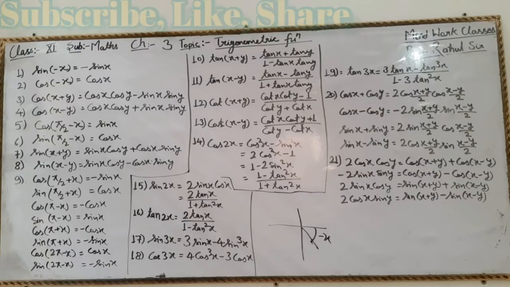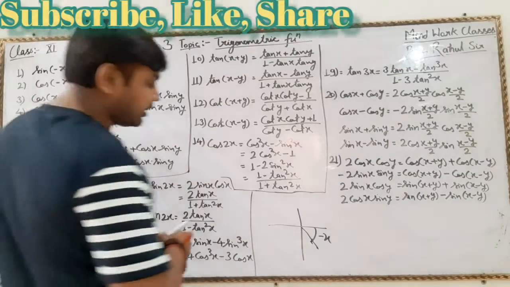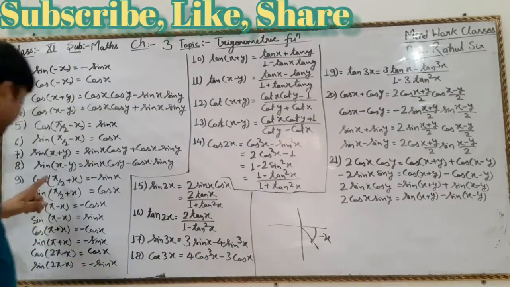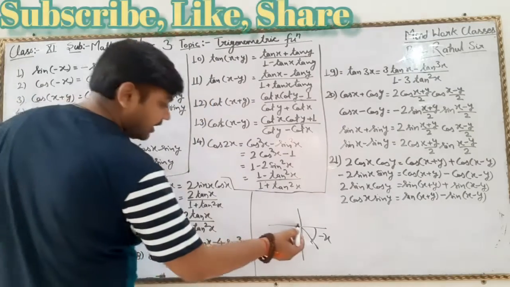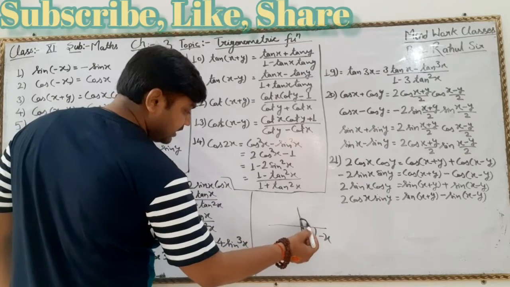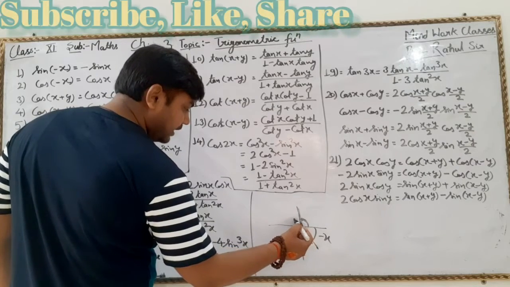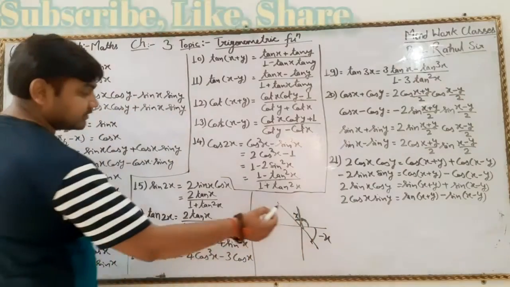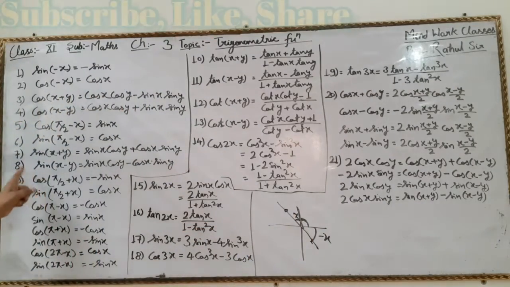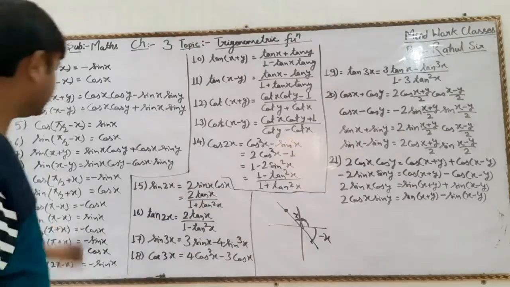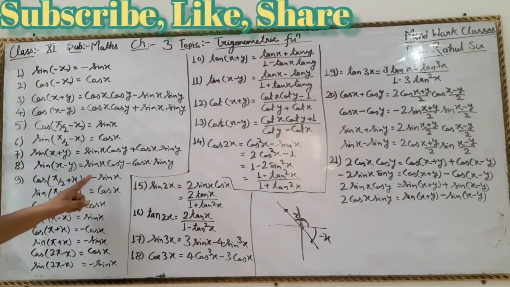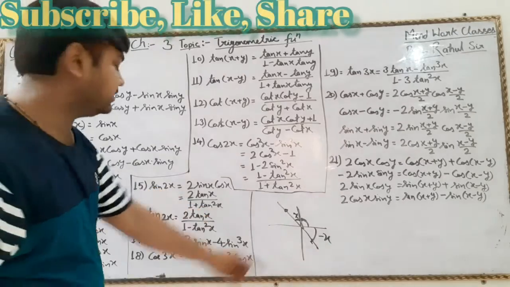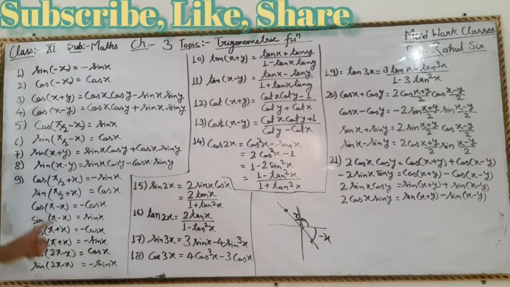Let's come to the next formulas, cos(pi/2 + x). Pi/2 means this angle, and pi/2 plus x means some extra angle, and this comes to the second quadrant. For the second quadrant cos is negative, so cos changes to sin, and because of the negative sign we get -sin x. Similarly, sin(pi/2 + x) gives cos x.